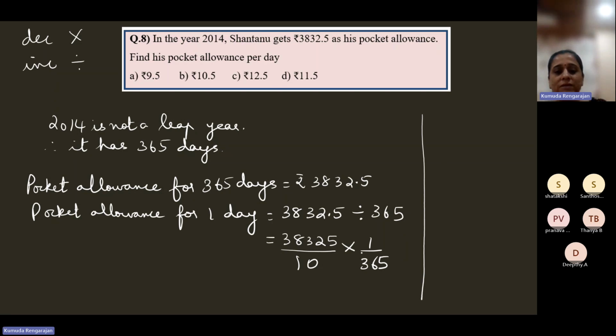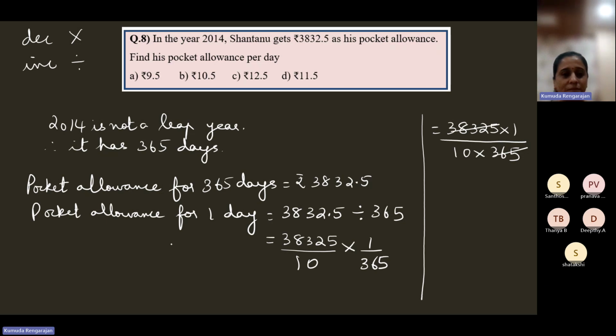Okay. Now, how do we multiply fractions? Multiply the numerators, 38325 into 1, divided by, multiply the denominators, 10 into 365. Now, we'll have to simplify. So, let's take 365 and this number. Now, instead of dividing by 555, first let me try if it is directly divisible by 365. You can do that. So just try if that number is directly divisible by 365. If it is not, then we'll do it by 5 and then proceed like that.